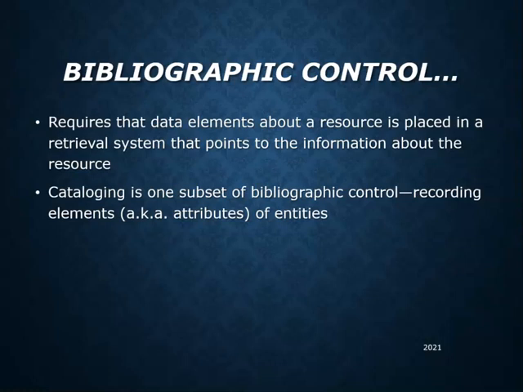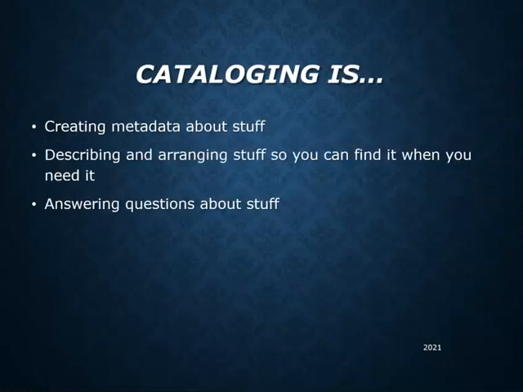Traditional library cataloging as we know it is a subset of the broader bibliographic control. Catalogers enter the data points about a library resource so that someone can find it and also determine if it is what they wanted to find. So, cataloging is creating descriptive metadata about stuff, arranging stuff so you can find it, and generally answering questions about the stuff you have. In library-based cataloging, that stuff is the stuff a library has in its physical and digital collections, or other things to which they provide access.